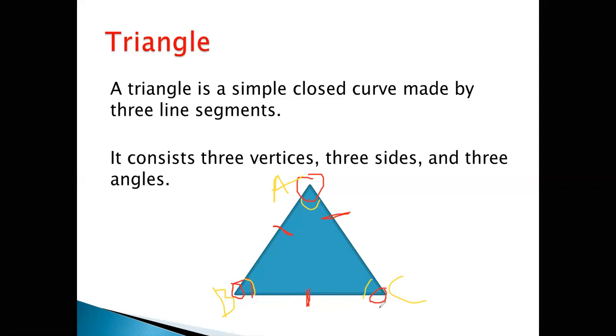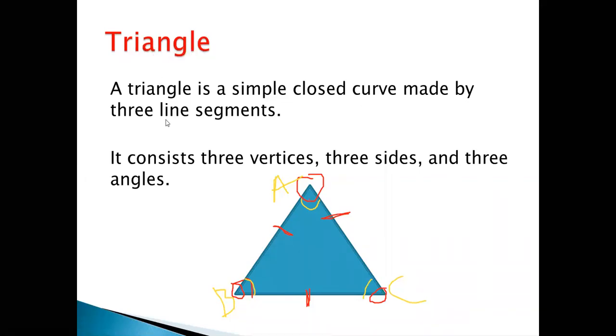Okay, it does not matter which type of triangle it is. In every type of triangle, there are three things: vertices, sides, and angles. And how many vertices, sides, and angles are there? Three vertices, three sides, and three angles in every type of triangle. Okay. Good.